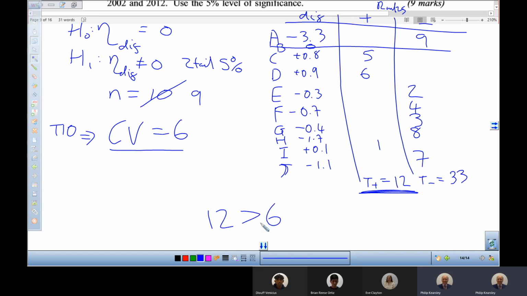What conclusion do we reach? I'm just going to do a vote, don't type it into the chat. There's two options, you've got accept H0 and reject H0. Can I have a vote on those, please? What conclusion would you reach if your test stat of 12 is greater than 6 for this test? What do you think?